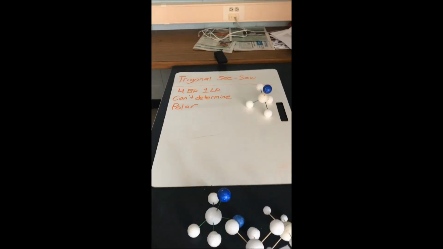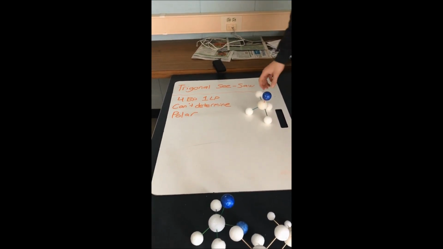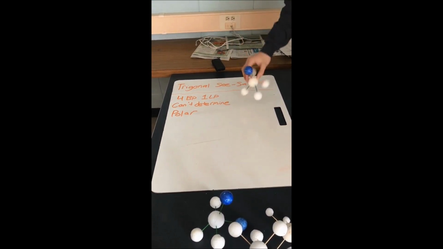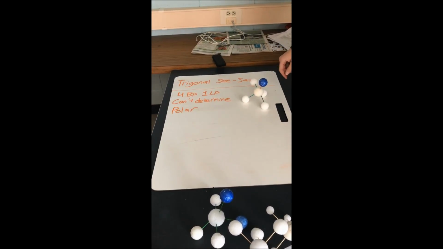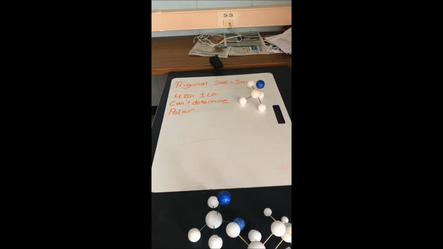Okay, this one is trigonal seesaw. This is what it looks like. There are 4 bonded pairs, which are these white ones, and 1 lone pair, which is the blue one. We cannot determine the bond angles between them.